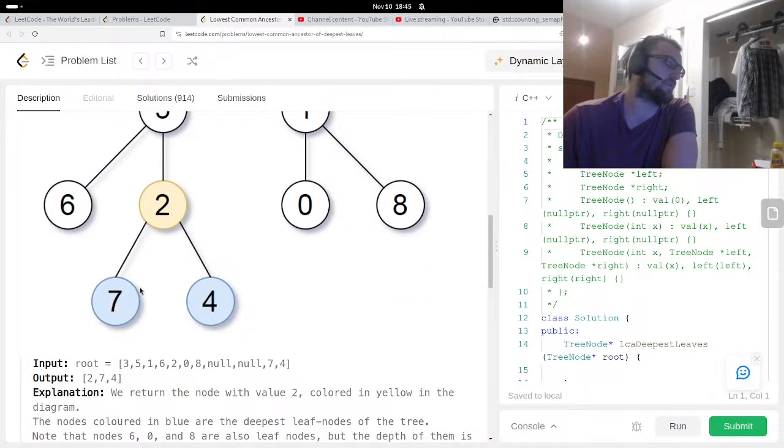These are both, their subtree contains deepest leaves, but it's not necessarily the least such.